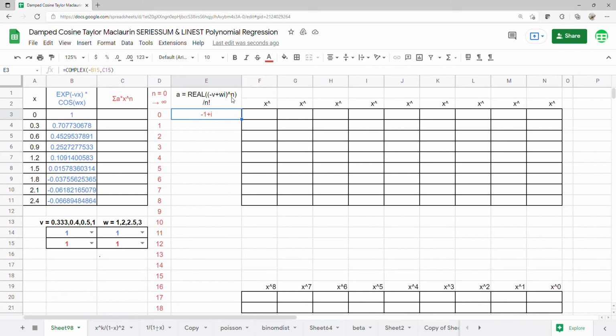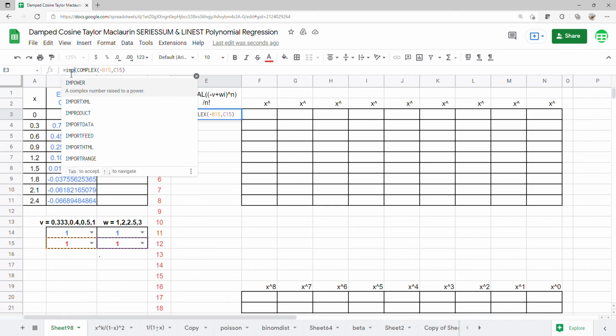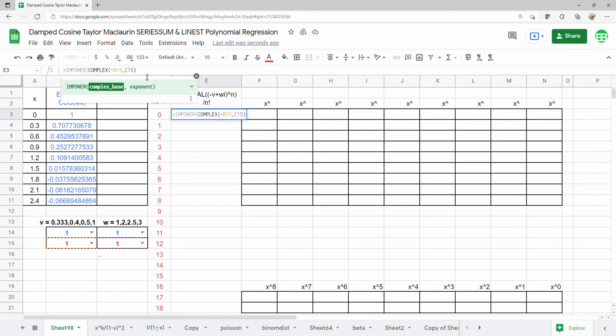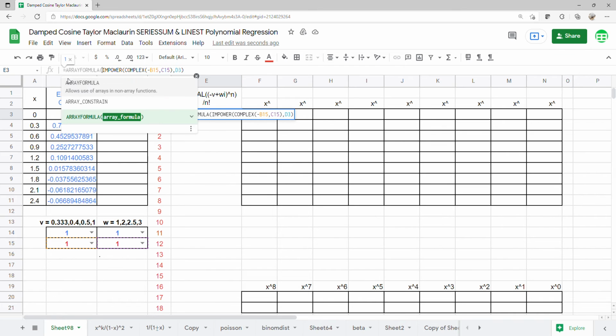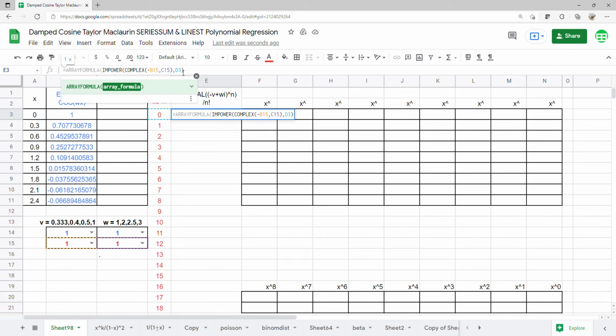We continue raised to the power n. So that's IMPOWER raised to the power n. That's the first line. But because we are filling up the rest, then we use array formula. And instead of D3, we'll raise it to the power n up to 18.